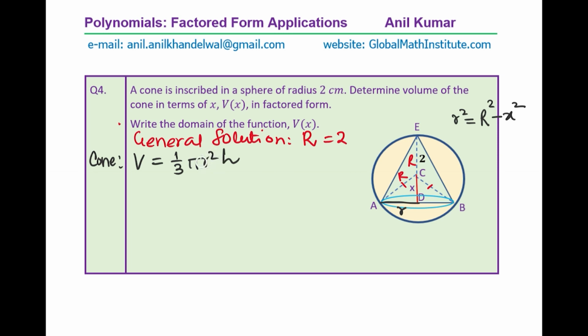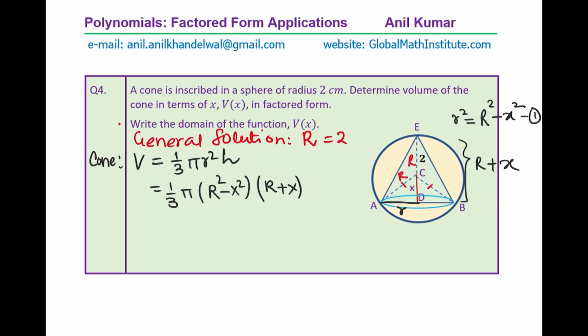Since we need r square, we can keep this equation. Let me call this equation 1. Now we have to figure out the height. Now height is e to d, right? Which is capital R plus x. So we know both the things. We can now write down 1 by 3 pi, r square minus x square, and the height is r plus x. Is that clear to you?